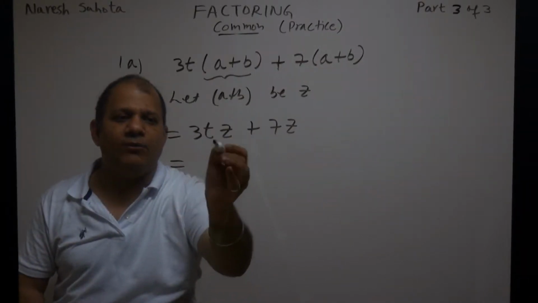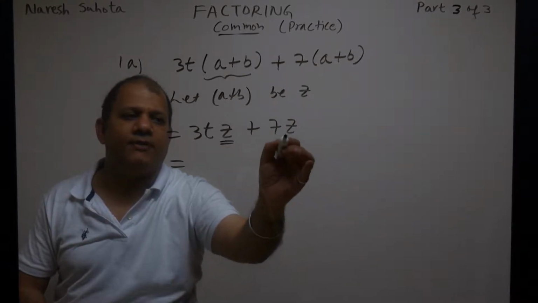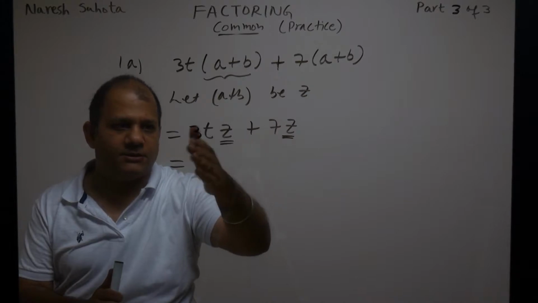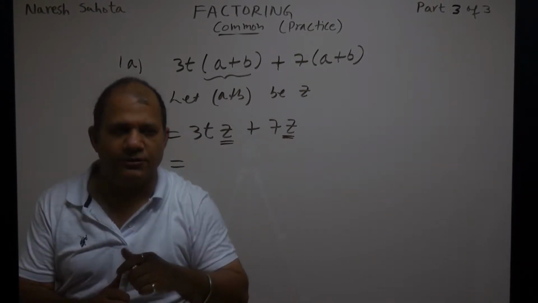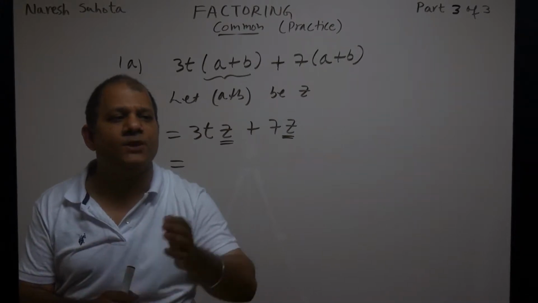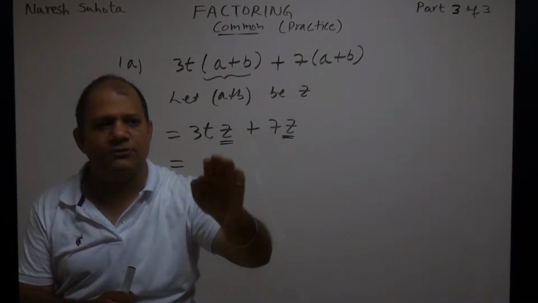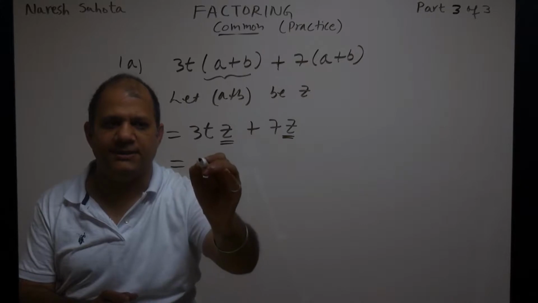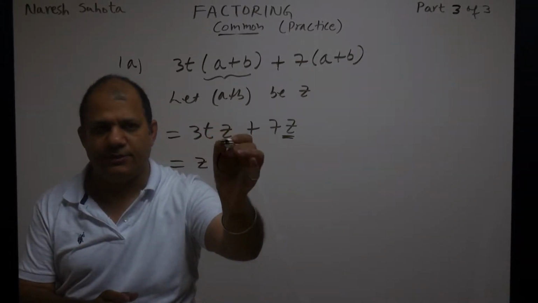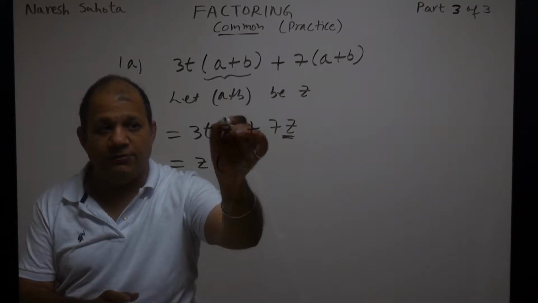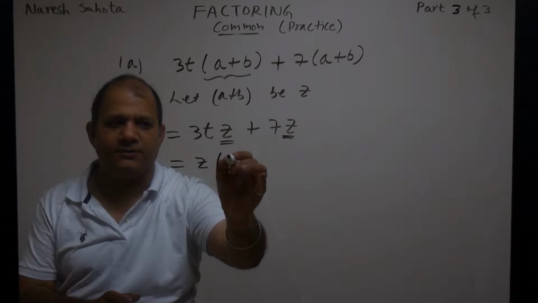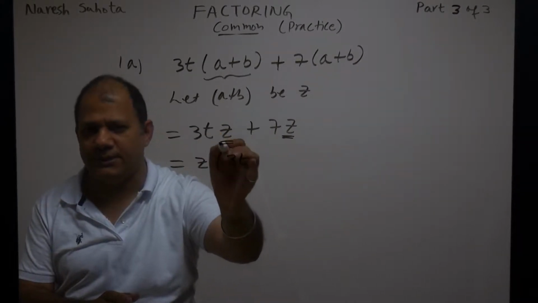So here now we can clearly see that the common factor is z, right? 3 is not common because 3 and 7 don't go into each other. There isn't a number that divides into 3 and 7 at the same time. And t is not common, right? So the only common factor here is z. So z times what gives me 3tz? Or in other words, from 3tz, we pulled out a factor of z. What's the other factor? The remaining factor is 3t.